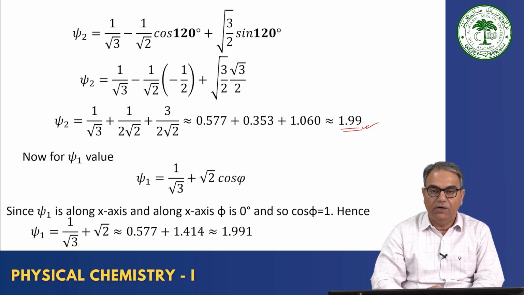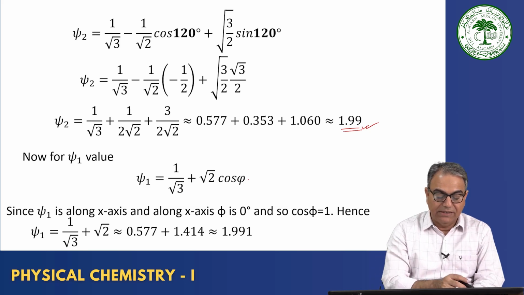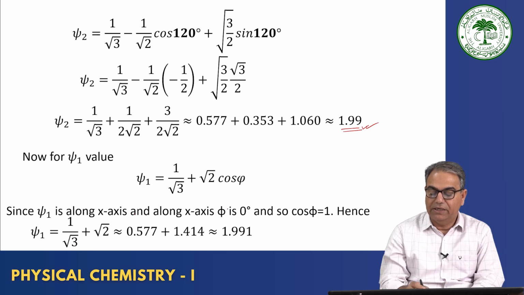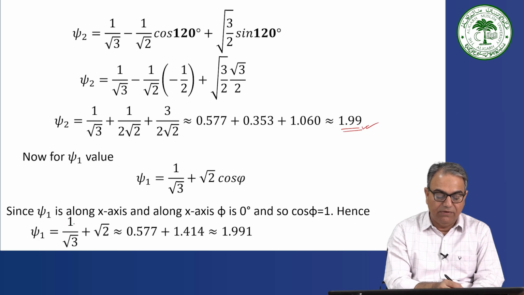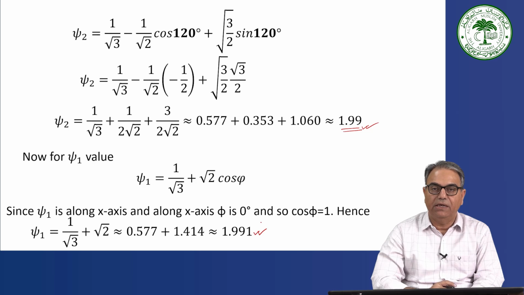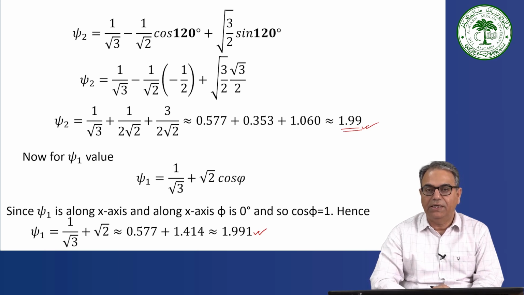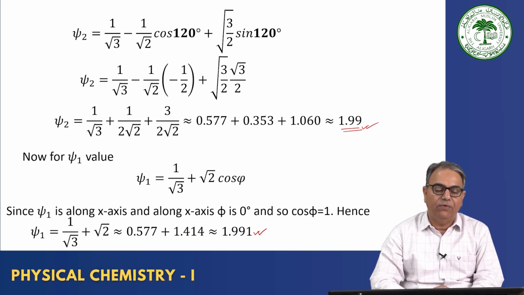Same way, if you find the value for psi 1, it's 1 by root 3 plus root 2 cos phi, and since psi 1 is along the x-axis and along the x-axis phi is 0, so cos phi is equal to 1, and hence it will be 1 by root 3 plus root 2, and that will be approximately the same value 1.991, and same will be the value of psi 3. So we say that we get equivalent hybrid lobes with the value of 1.99 which are oriented in one plane, that is the xy plane, at an angle of 120-degree.